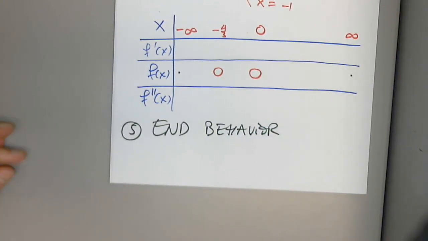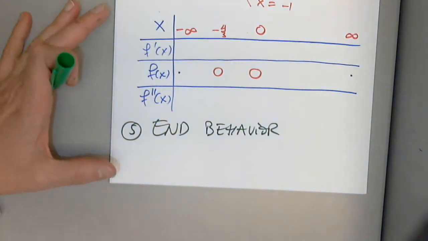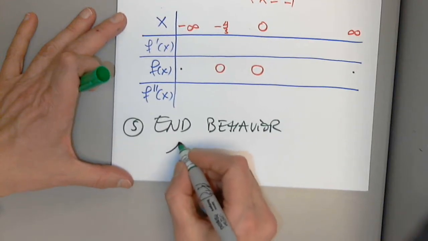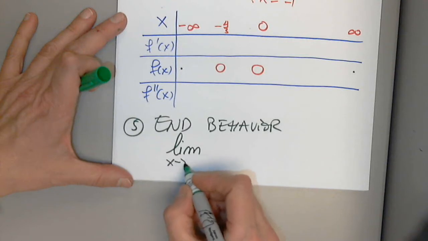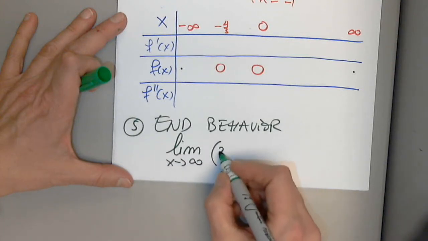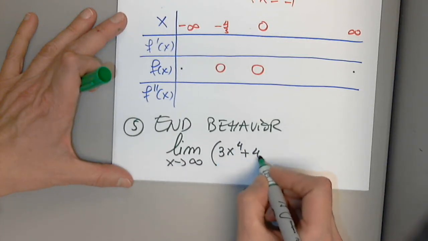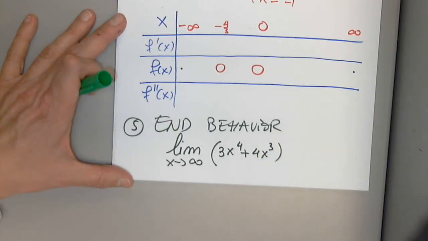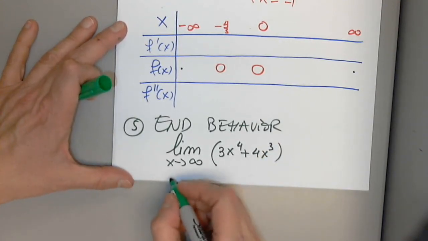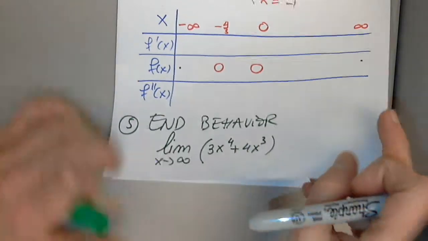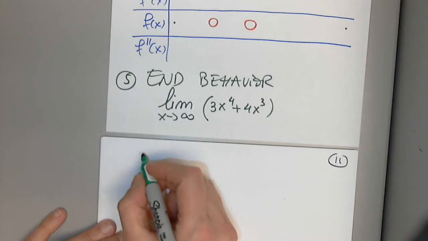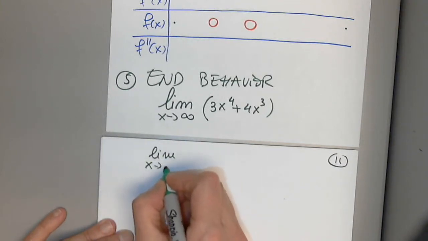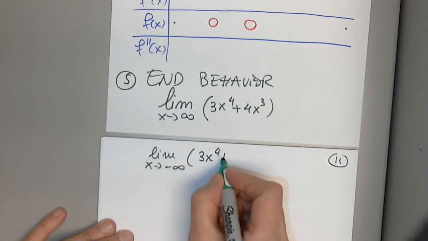But this is not done like we do it in algebra, because we have a very important concept that we discussed. It's called, yes, the limit as x approaches infinity of 3x to the 4th plus 4x cubed. And later on, the other one with minus. We don't discuss the end behavior like we used to. Now we have the concept.